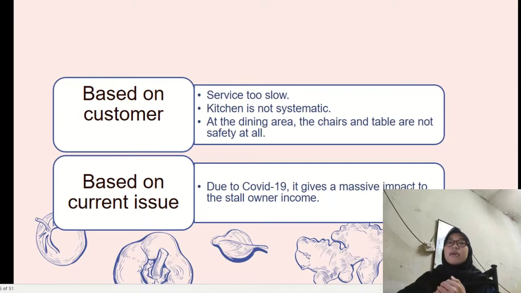Next, based on the customer view, the service is too slow, the kitchen is not systematic, and in the dining area the chairs and tables are not safe at all. Based on the current issue, COVID-19 gives a massive impact to the store owner's income.